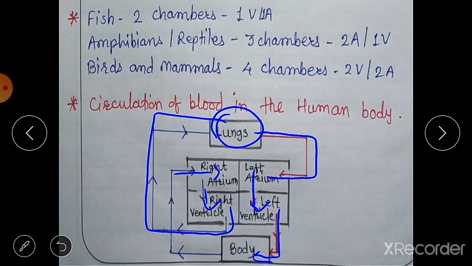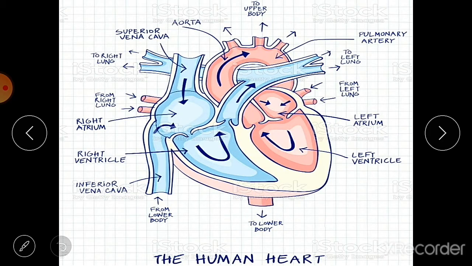Then from all the body parts this deoxygenated blood is again collected and taken to the right atrium for the next oxygenation. So this is the flow chart of the circulation of blood in the human body. Now we will see it in the diagram. So here you can see the human heart.